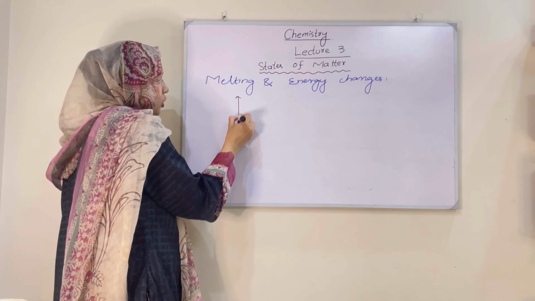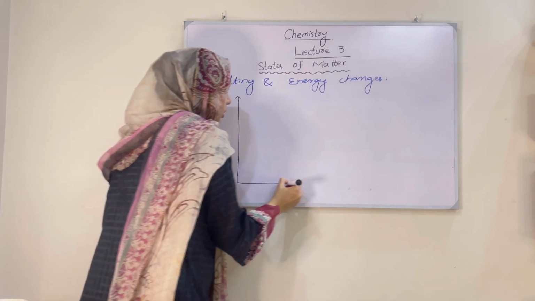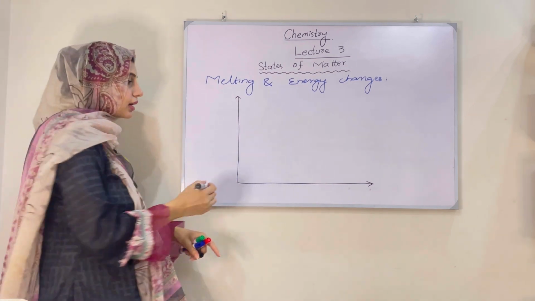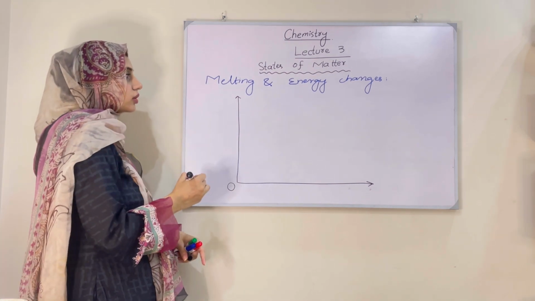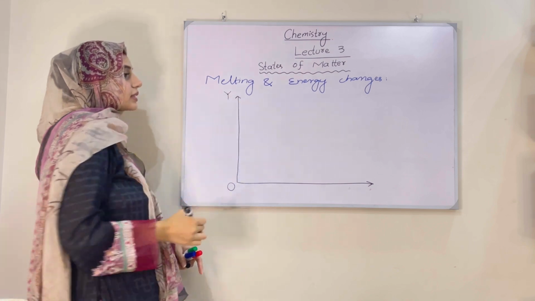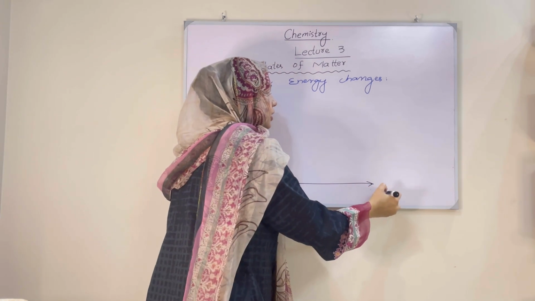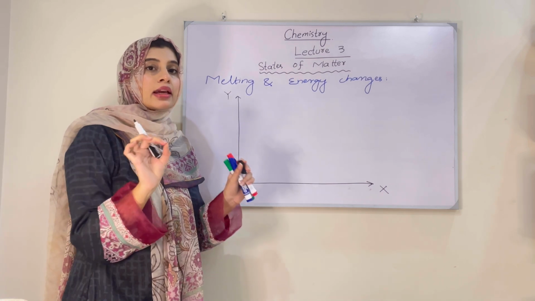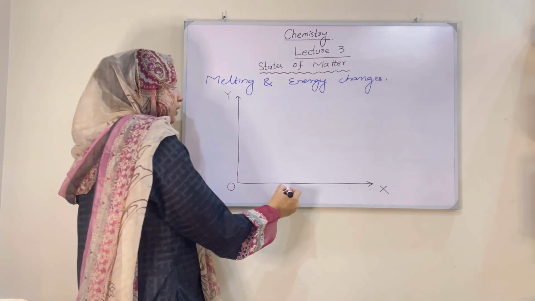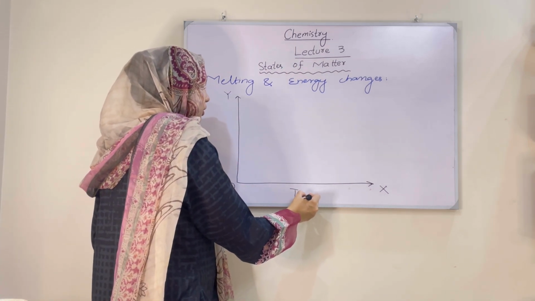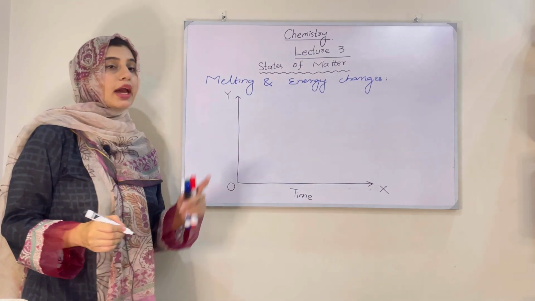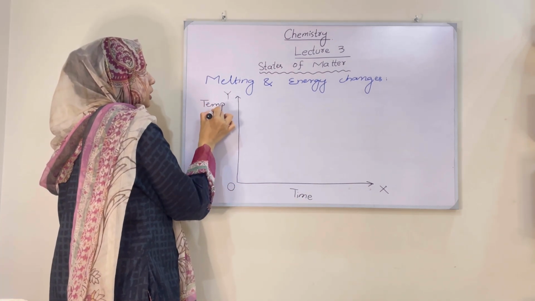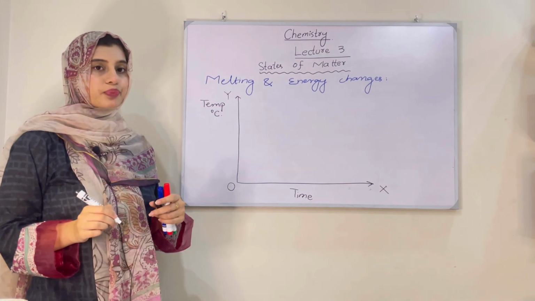Let's discuss it with the help of a graph. This is a graph. Graphs always have two axes. This is the origin point, this is the y-axis, and this is the x-axis. On the x-axis we always take the independent factor, so we are taking time here. And on the y-axis we are taking temperature in degrees Celsius.